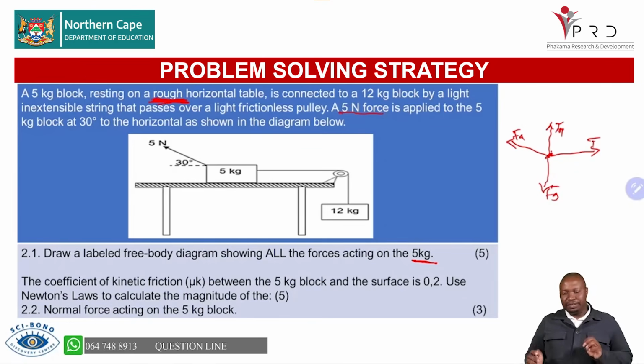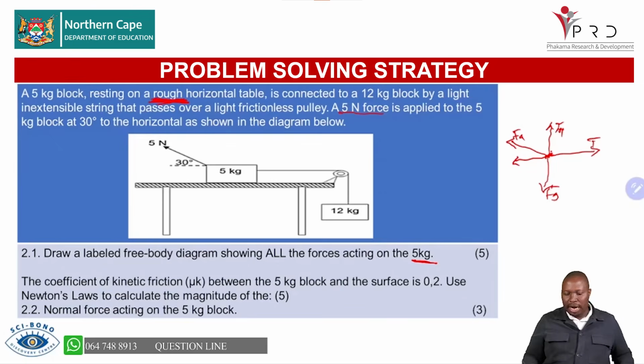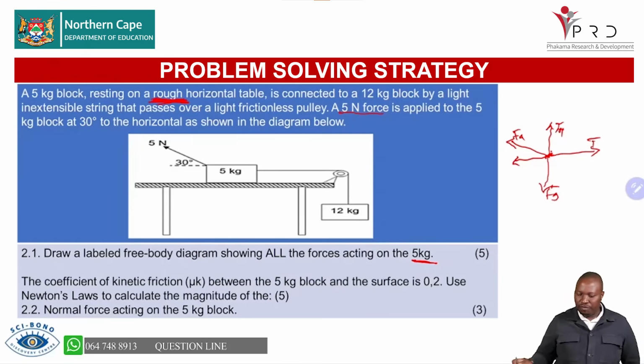They said that this is a rough surface, so we must be having friction that is opposing motion when the object is moving. So you are able to know now how your free body diagram is going to look like, and how you're going to get your 5 marks.